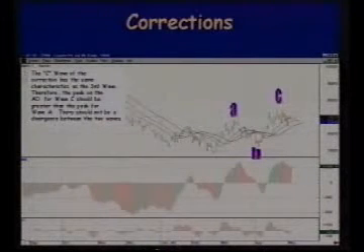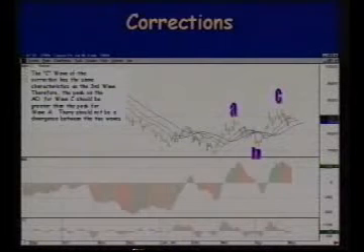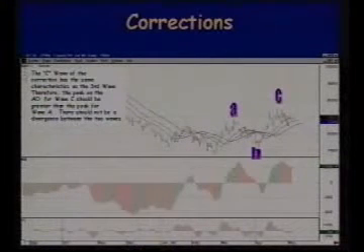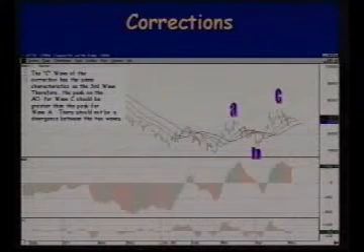So the C wave of the correction has the same personality as a 3rd wave. So a C wave is a tradable wave if you go to a smaller time frame. So that should give you enough to cogitate on here.